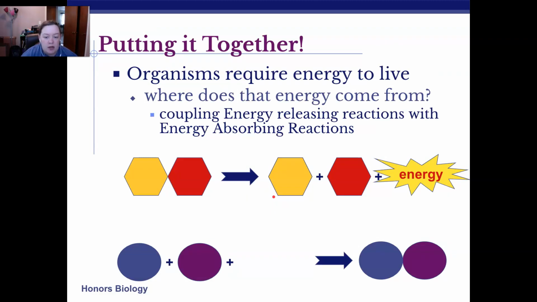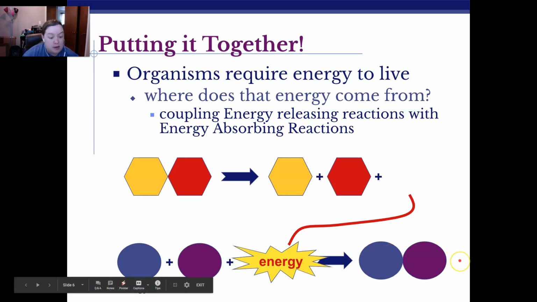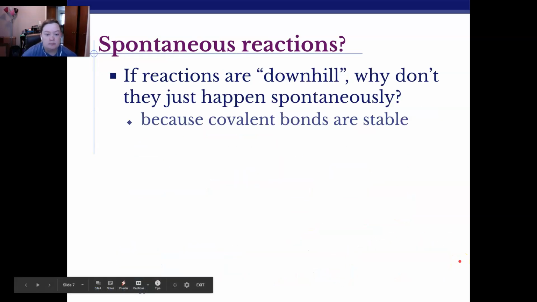So we require energy to live, and this comes from energy releasing reactions. And oftentimes we can couple an energy releasing reaction with one that requires energy to help the reactions happen in our bodies. So when we break a bond and we release energy, that energy can then be used to make another bond somewhere else.